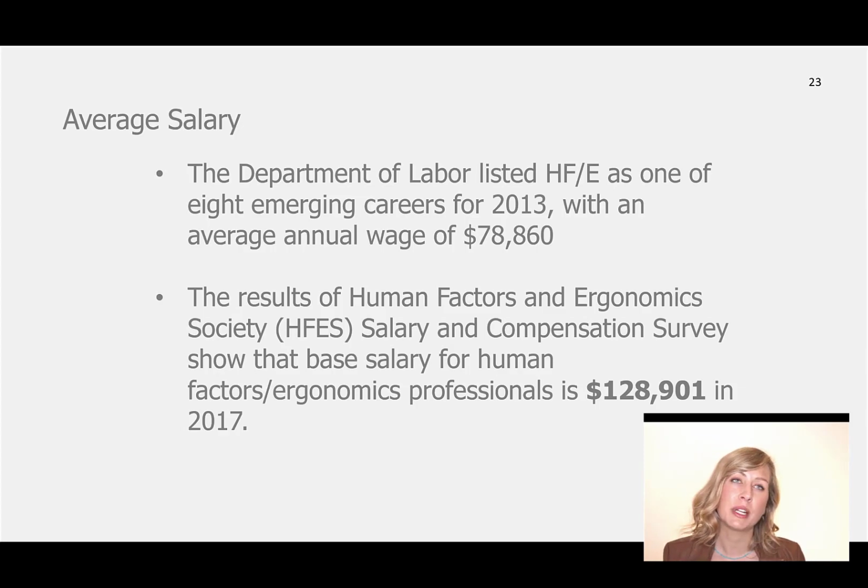HFES, which is the Human Factors and Ergonomics Society, which is our industrial society, did some surveys and found that the base salary for a human factors ergonomics professional was actually more like $128,000, $129,000, and that was done in 2017. I would keep in mind, however, that HFES typically surveys more senior folks or folks with PhDs, people on the very, very specific end of the spectrum, whereas the Department of Labor was probably looking at the more general public. So they might have captured more the safety engineer type crowd.